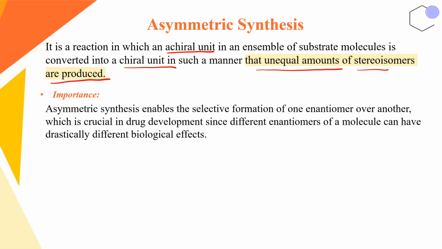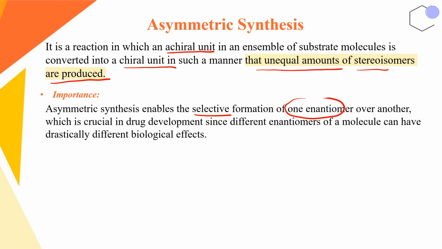This type of asymmetric synthesis has greater importance for industrial purposes, such as drug discovery, drug development, as well as biological systems. Asymmetric synthesis is very important because it enables the selective formation of one enantiomer over another, which is crucial in drug development because our body is chiral, which actually interacts with a certain enantiomer more than the other enantiomer.